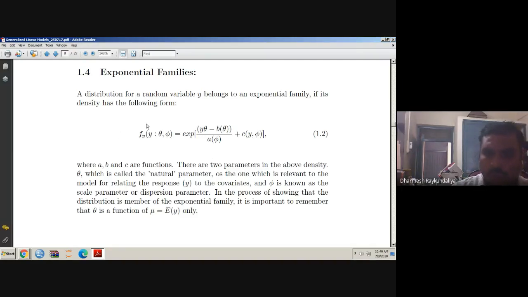So what is the form of exponential family of distribution? It is given by f(y; theta, phi), where theta is the natural parameter and phi is a scale parameter. And it is given by exp of (y theta minus b(theta)) upon a(phi) plus c(y, phi), where a, b and c are some functions. b(theta) is purely a function of theta, a(phi) is purely a function of phi, and c(y, phi) is a function of y and phi.